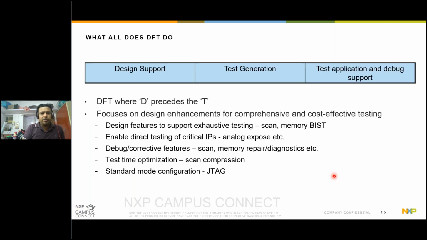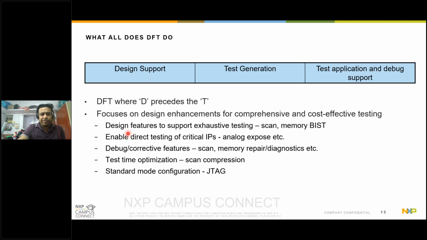Okay, so what all does DFT do basically? So DFT, as I mentioned, stands for Design for Testability. So it deals with how you are actually designing your SoC so that you can test your manufacturing defects in a very comprehensive and cost-effective way.